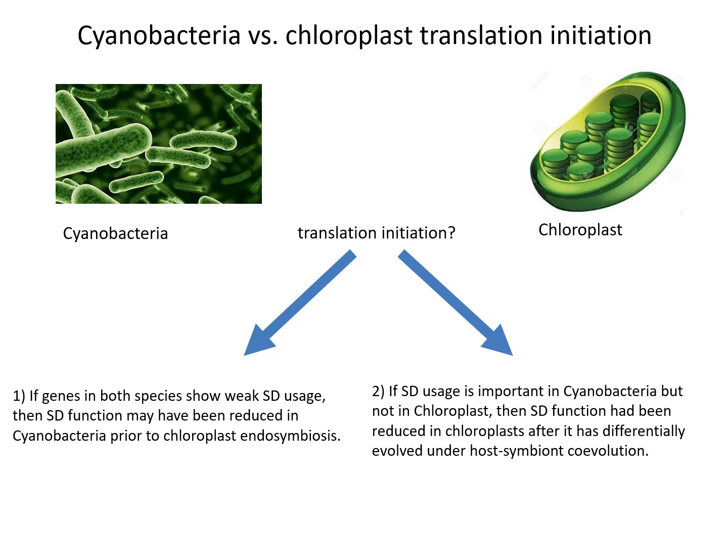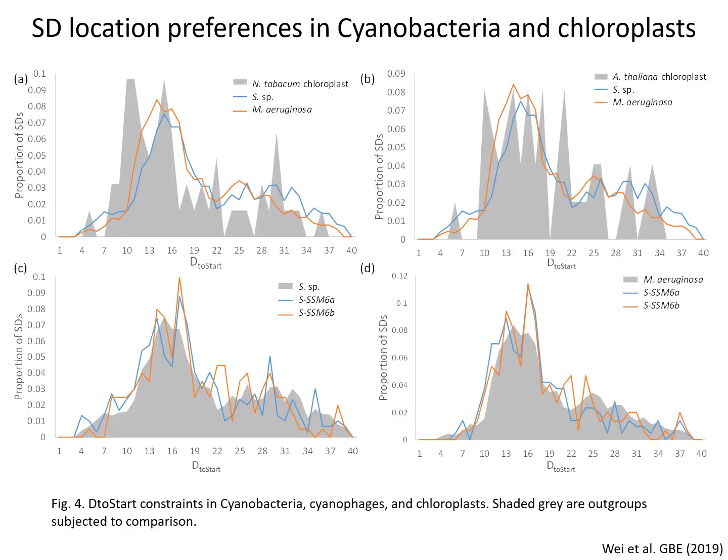We predicted that if genes in both species show weak SD usage, then SD function may have been reduced in cyanobacteria prior to chloroplast endosymbiosis. However, if SD usage is important in cyanobacteria but not in chloroplast, then SD function may have been reduced in chloroplast after it has differentially evolved under host-symbiont coevolution. Here are some key findings in our research.